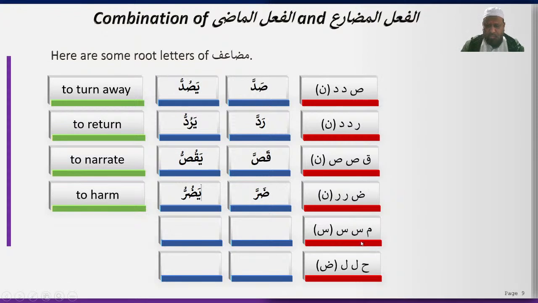Next, ميم سين سين is from Bab Sami'a. Let's do that. So sami'a, ma si sa, masisa. مضارع يسمع، يمسس. Let's apply the rule. لام الكلمة متحرك، عين الكلمة متحرك، ما قبل عين الكلمة متحرك. عين الكلمة becomes a sakin letter, and then we merge both the letters and it becomes massa.